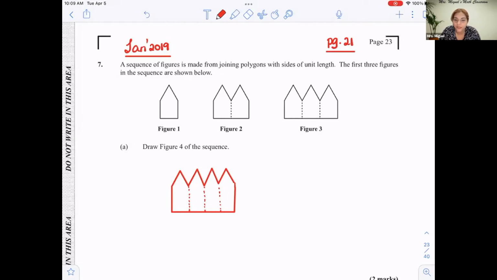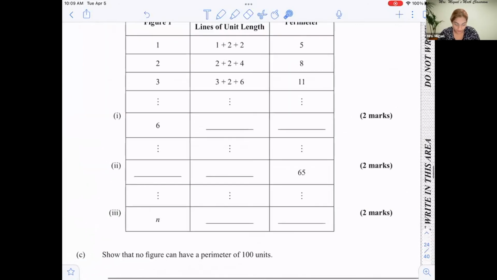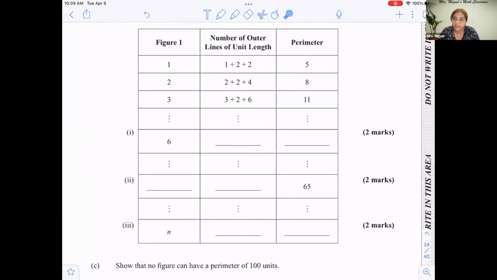So the fourth figure of the sequence is supposed to look like this. We have 4 figure 1s. The first and the last line is solid, but in between we have dotted lines. Do you all have that? Yes, miss. Now, let's look at the table. If you notice, it's a little bit different from what we did yesterday. However, let us do the perimeter first. What is the amount that I add in between? 3. So my answer must start with 3n. Do you all have that?